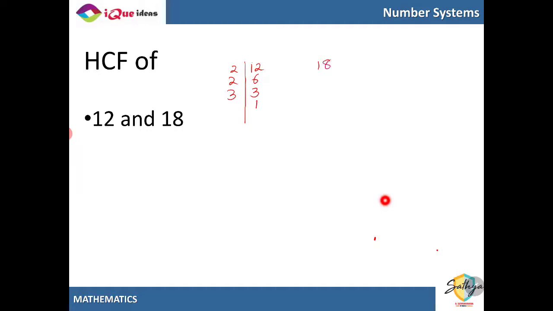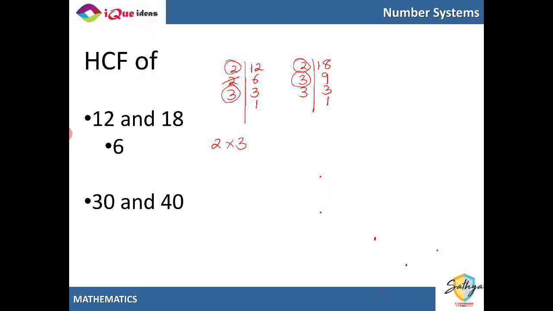18 can be factorized as 2 9s are, 3 3s are and 3 1s are. So here we have 2 as one of the common factors, and again 3 as one of the common factors. So the highest common factor for 12 and 18 is 6.